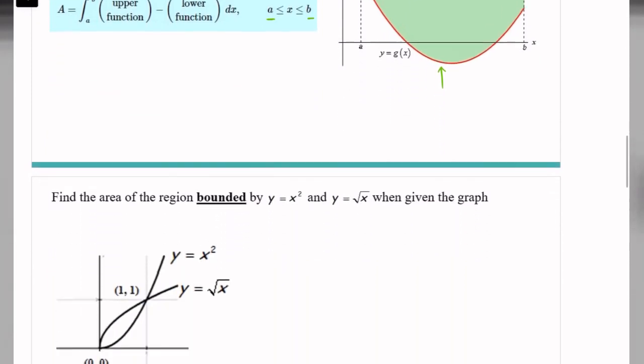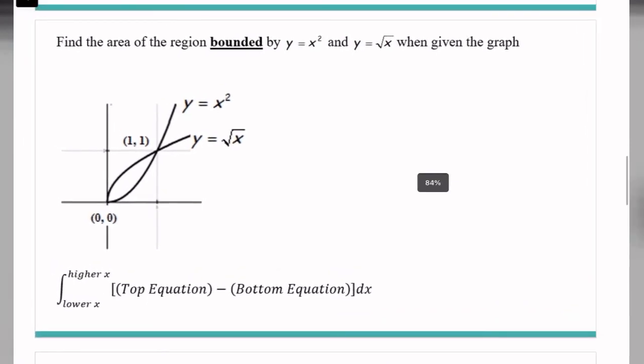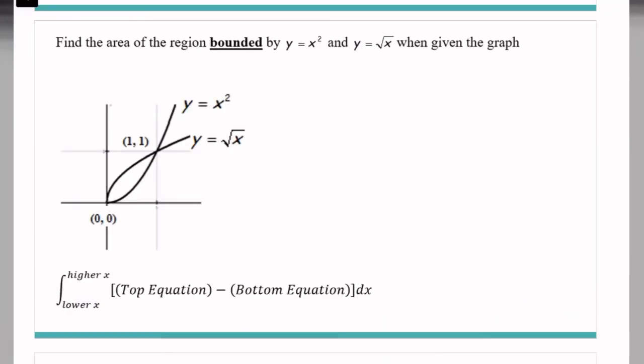So let's do an example. We want to find the area of the region bounded by y equals x squared and y equals the square root of x. So bounded, that's a key word there that's going to tell me that we're going to have 2 intersection points here, okay? And in this first one, they're giving you the graph. We're going to do the same question again where you're not given the graph, okay?